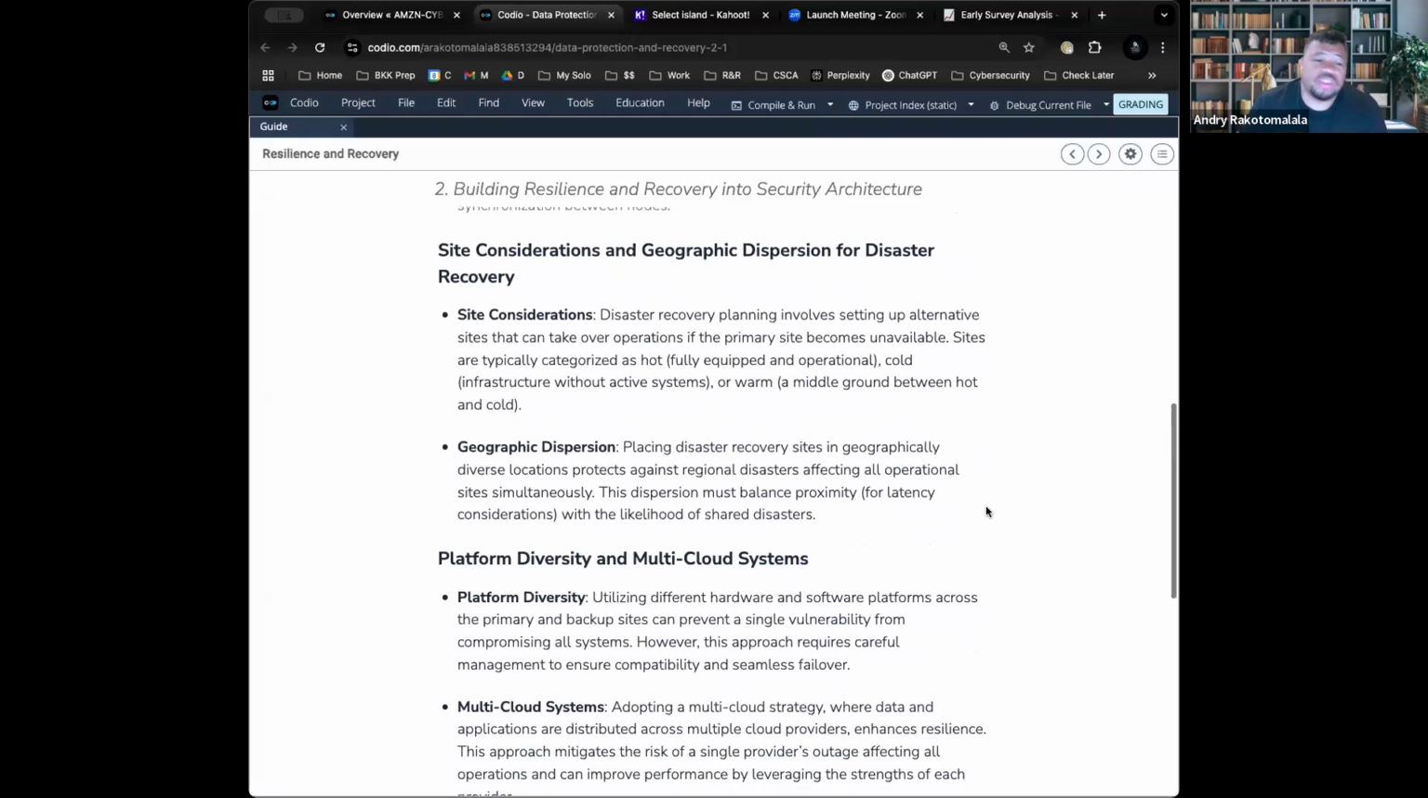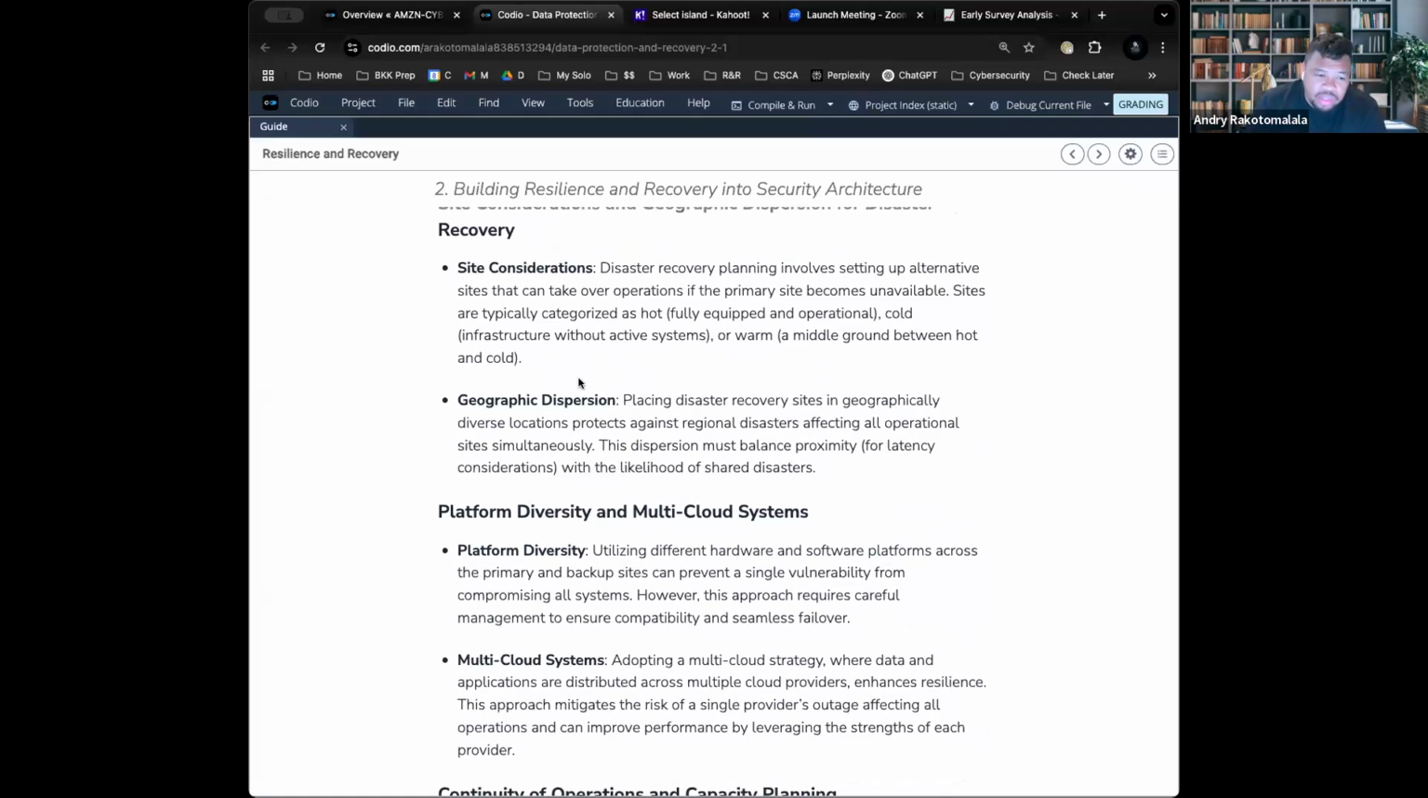So when it comes to site considerations and geographic dispersion, we're talking about disaster recovery. As a reminder, disaster recovery is there is a disaster, let's say for this case, a fire, and we need to make sure that we're able to bounce back quickly. Well, one of the two things you have to consider is the site in which it happens, as well as geographic dispersion. So the site, in very simple terms, is the physical location of your servers or of your business. So that would be like your office or just a work building of some sort, right?